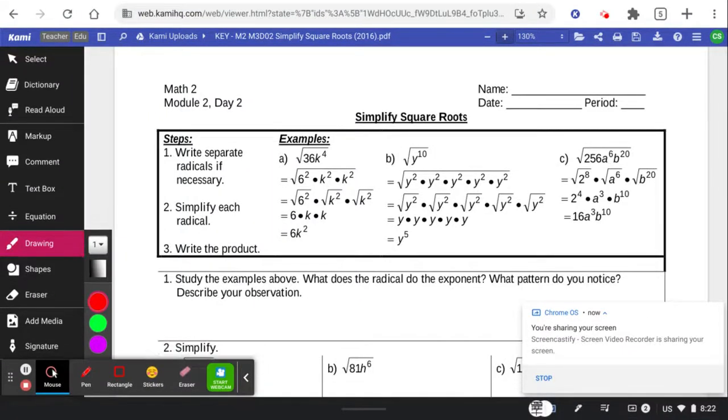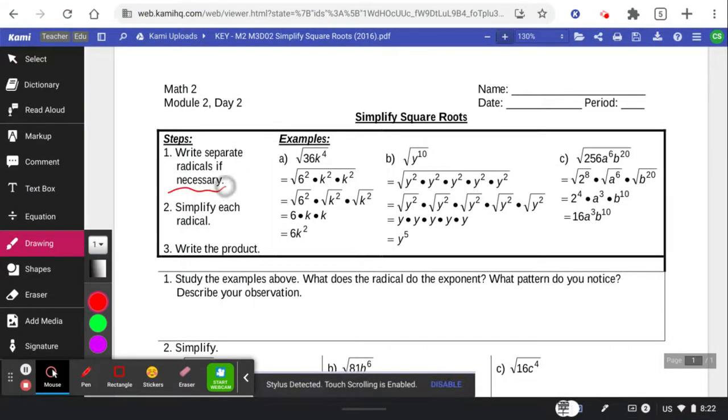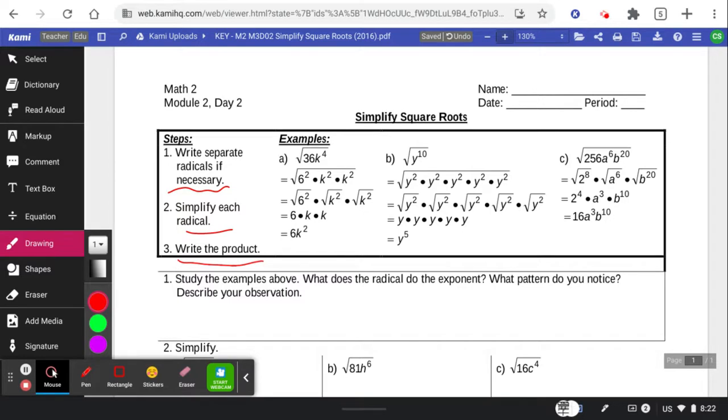So do you see how across the top here, it actually gives you the steps? Write separate radicals if necessary, simplify each radical, and then write the product. Remember that there's going to be something we can take out and sometimes something we leave inside if that last part cannot be simplified. So let's go check out some of these and see how it looks.